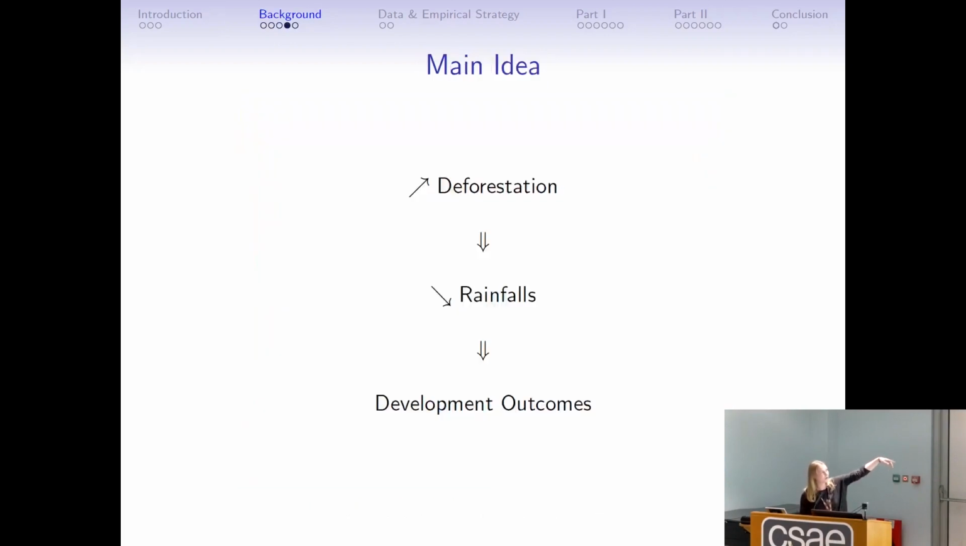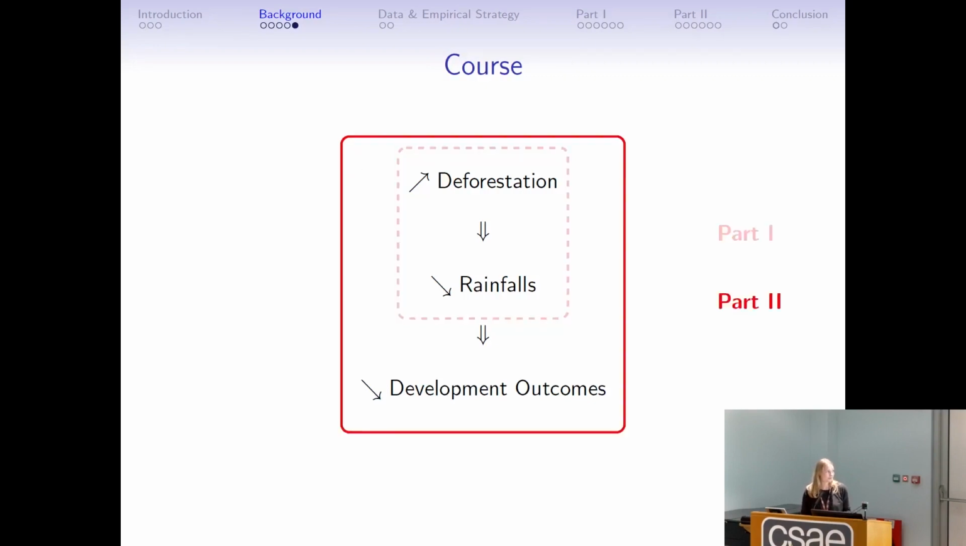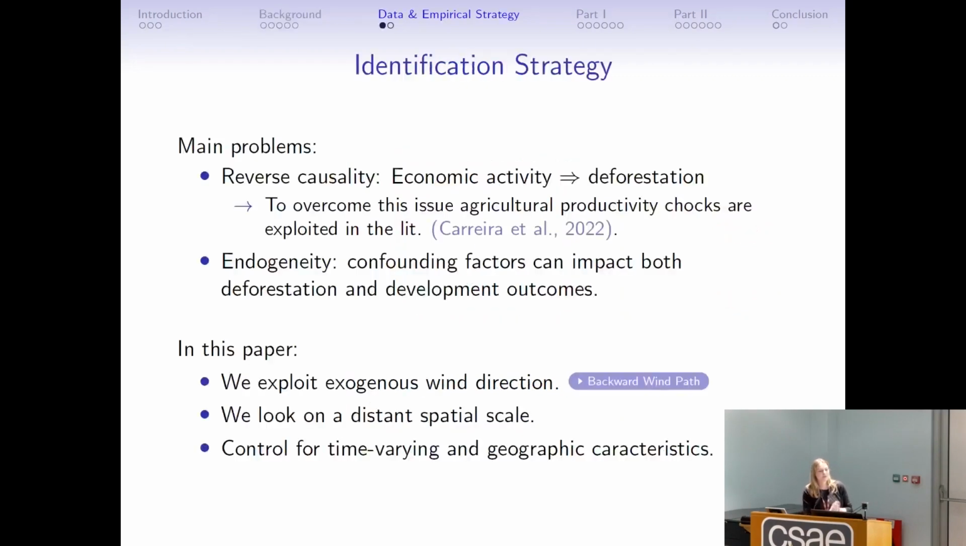So an increase in deforestation creates a decrease in rainfall and consequences. The first part of this paper, as I said, will focus on the impact of deforestation on rainfall, and then we will look at the development outcomes. In terms of the identification strategy, we face two main problems: reverse causality, so economic activity impacts deforestation, which is what the vast majority of the literature is looking at. And we also have endogeneity issues, so confounding factors can impact both deforestation and the development outcomes.